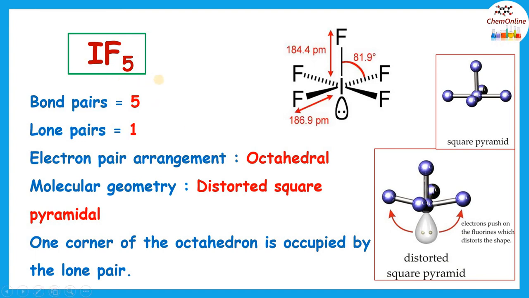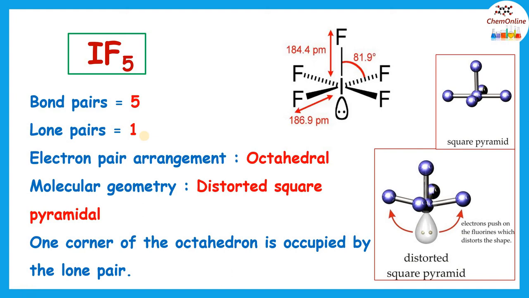Next is the geometry of an interhalogen compound IF5. We know that iodine has 7 valence electrons. So out of these 7, 5 electrons will form bonds with the 5 fluorine atoms. So the number of bond pairs is equal to 5. The remaining 2 electrons will form one lone pair. So the total number of electron pairs is 6.